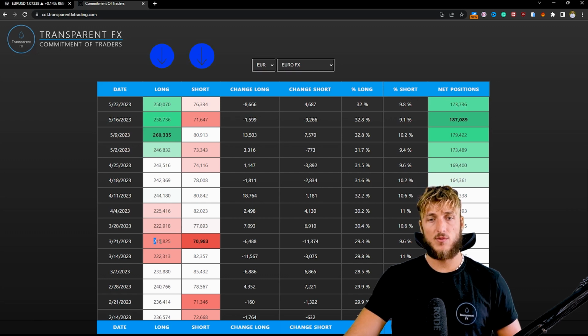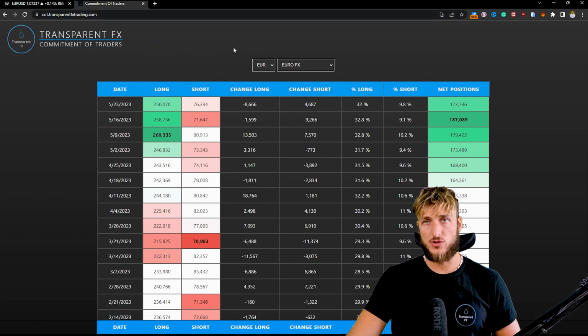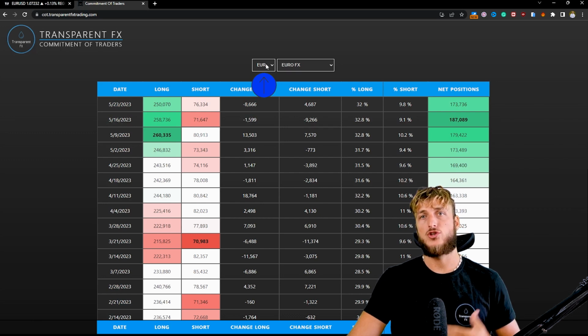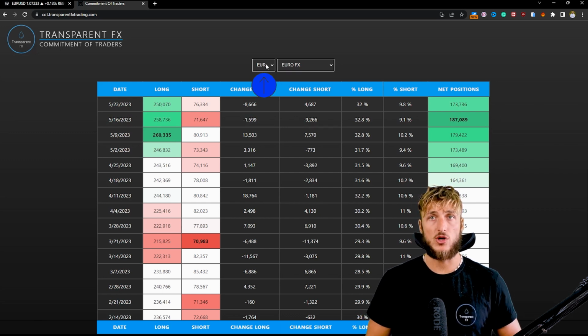We went in fact from having 215k longs all the way up to 250k, and now we're starting to get a decrease in shorts, going from 80k to 76k. So overall the euro is getting bullish from an institutional perspective. And keep in mind that if we're checking the data for the euro, we're actually already checking EUR/USD, because all currencies on the spot are traded against the USD.